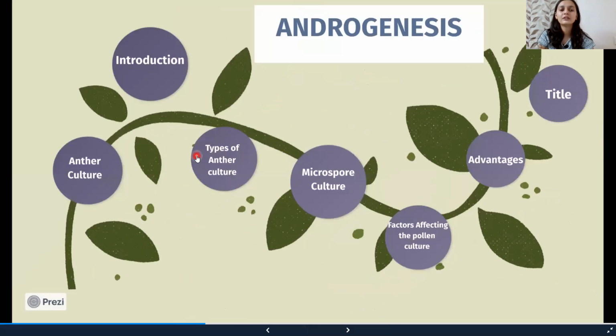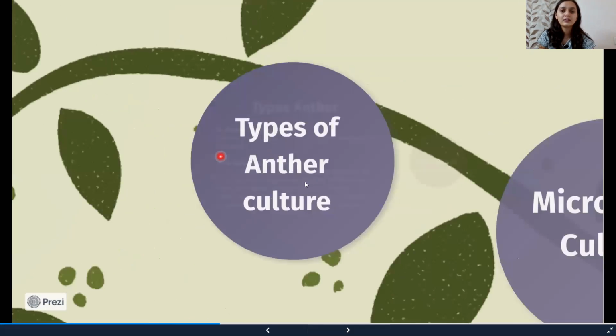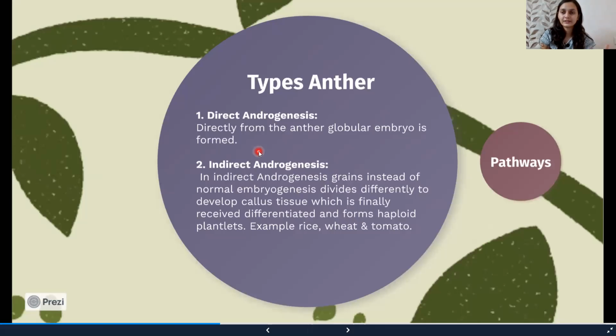Now we will look at the types of anther culture. So on the basis of what we have discussed, there are two types of anther culture, direct and indirect. Now we will see this culture in detail.